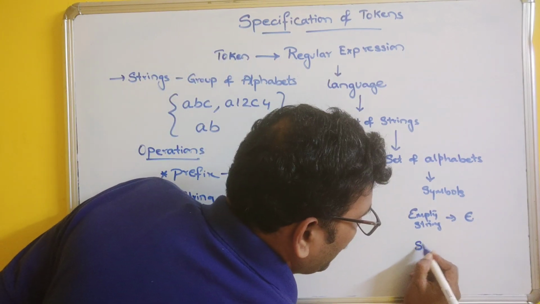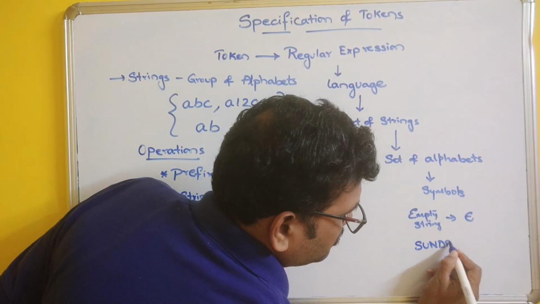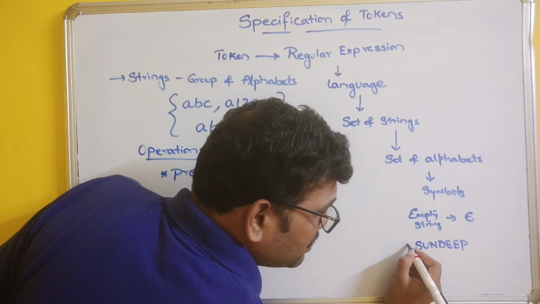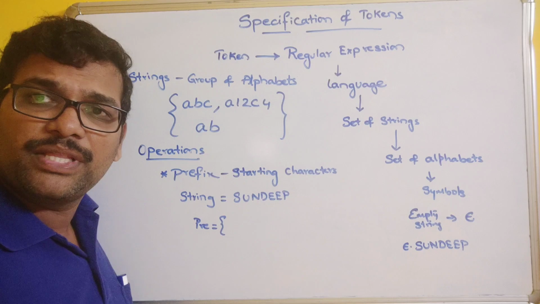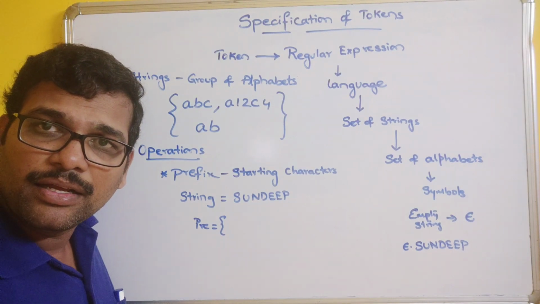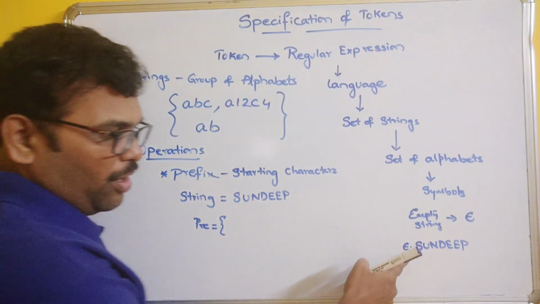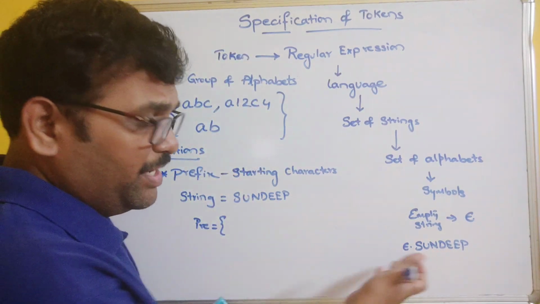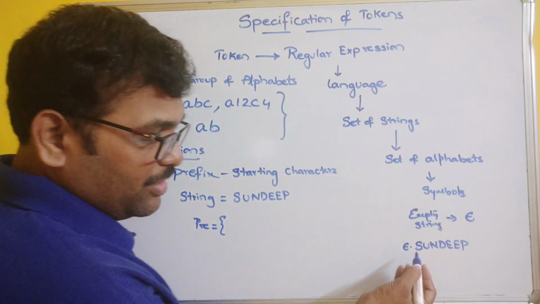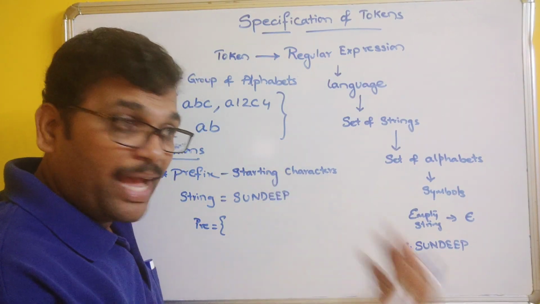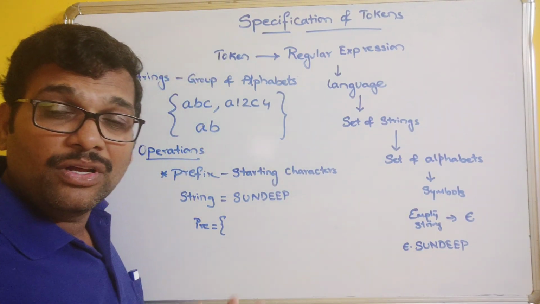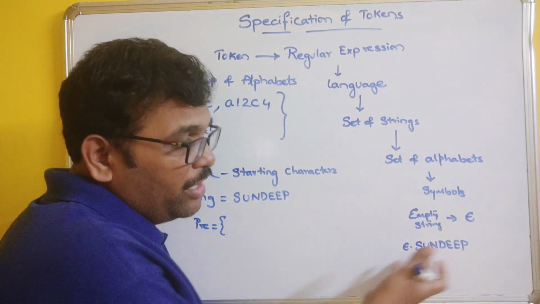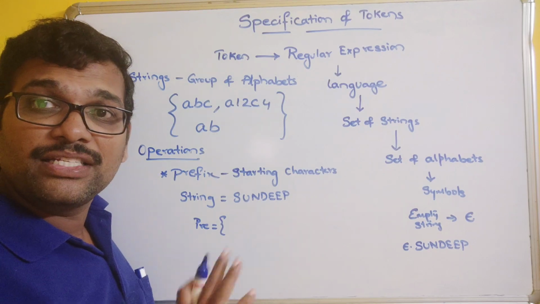If you write this, it doesn't make a difference if you prefix with epsilon. So epsilon dot Sundeep is nothing but Sundeep itself, because this is an empty string. And don't imagine that this is a product. If epsilon represents length 0, then 0 into string is 0. So that's not a product.